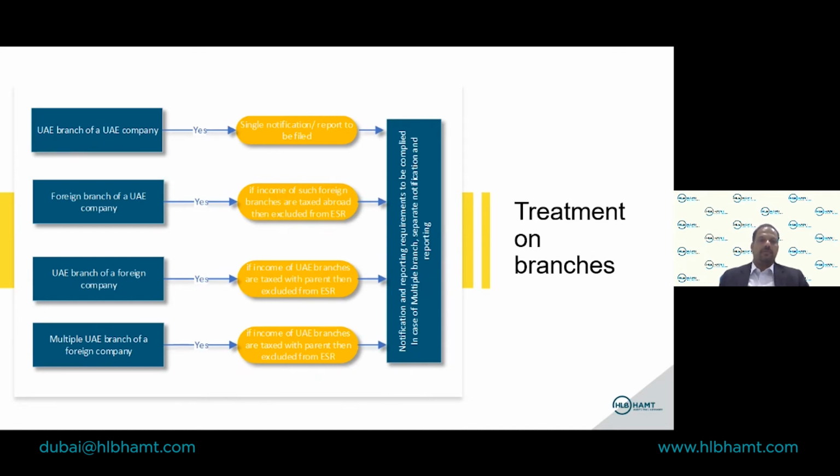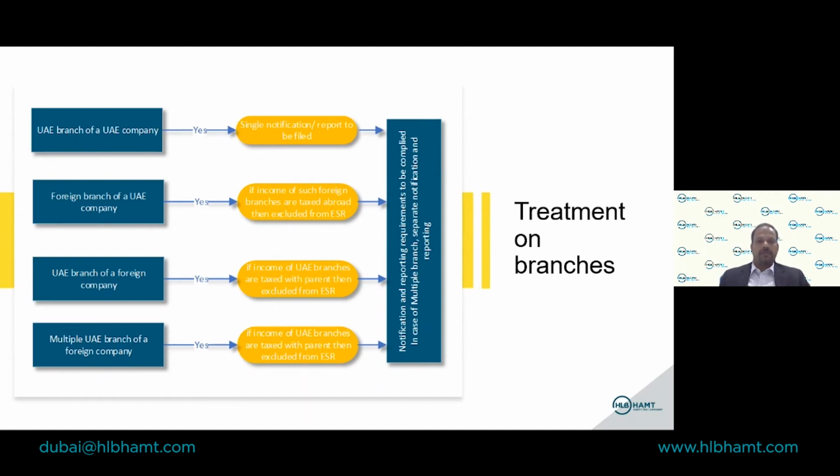Foreign branch of a UAE company. Now, if it's a foreign branch of a UAE company, then if the income of such foreign branches is taxed abroad, then it is excluded from ESR. We don't need to comply. Make sure this foreign branch is subject to tax. The law says taxed outside UAE, but always remember subject to tax. These two terminologies are very important.